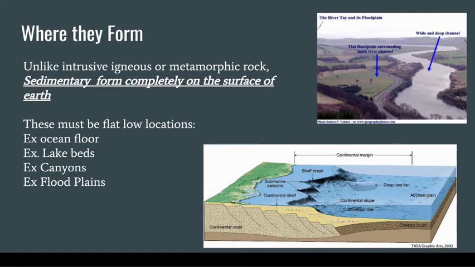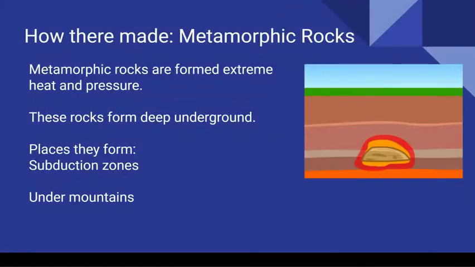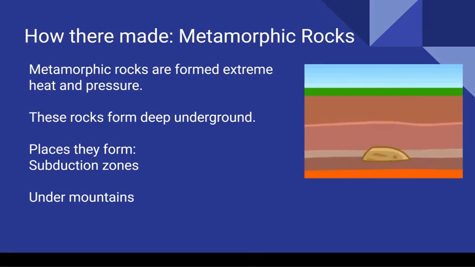So let's move on to our last one, metamorphic rocks. Sorry, guys. So metamorphic rocks, how they're made. Metamorphic rocks are made with extreme heat and pressure. I always call these the grilled cheese ones because I always throw grilled cheese on the stove, and then at the end of each side, I press down on it to squish it down a bit.